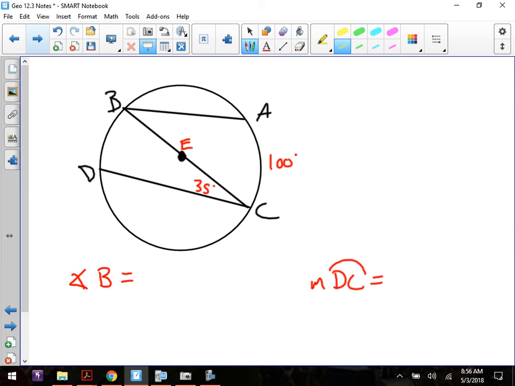Which one? Oh, if two angles hit the same arc, they're no problem. Jeremiah, you're tall, you can reach that. Go right on those answers for me.